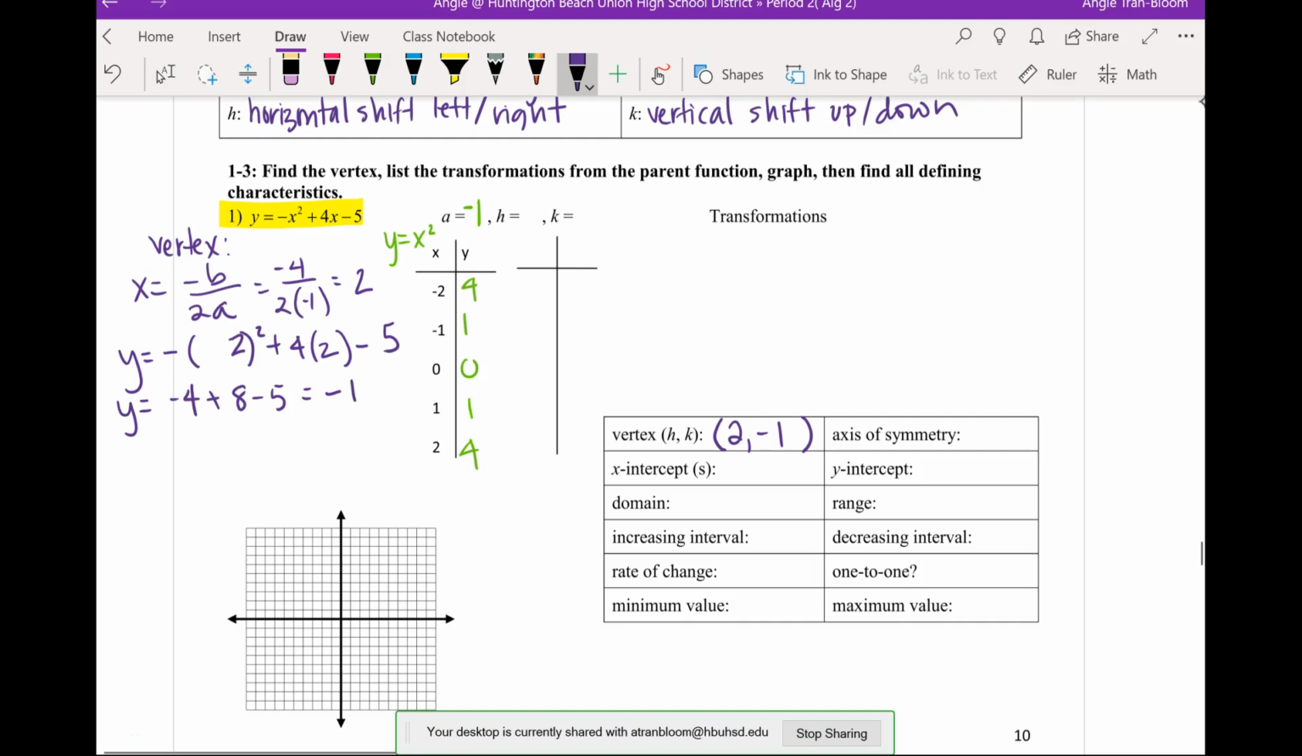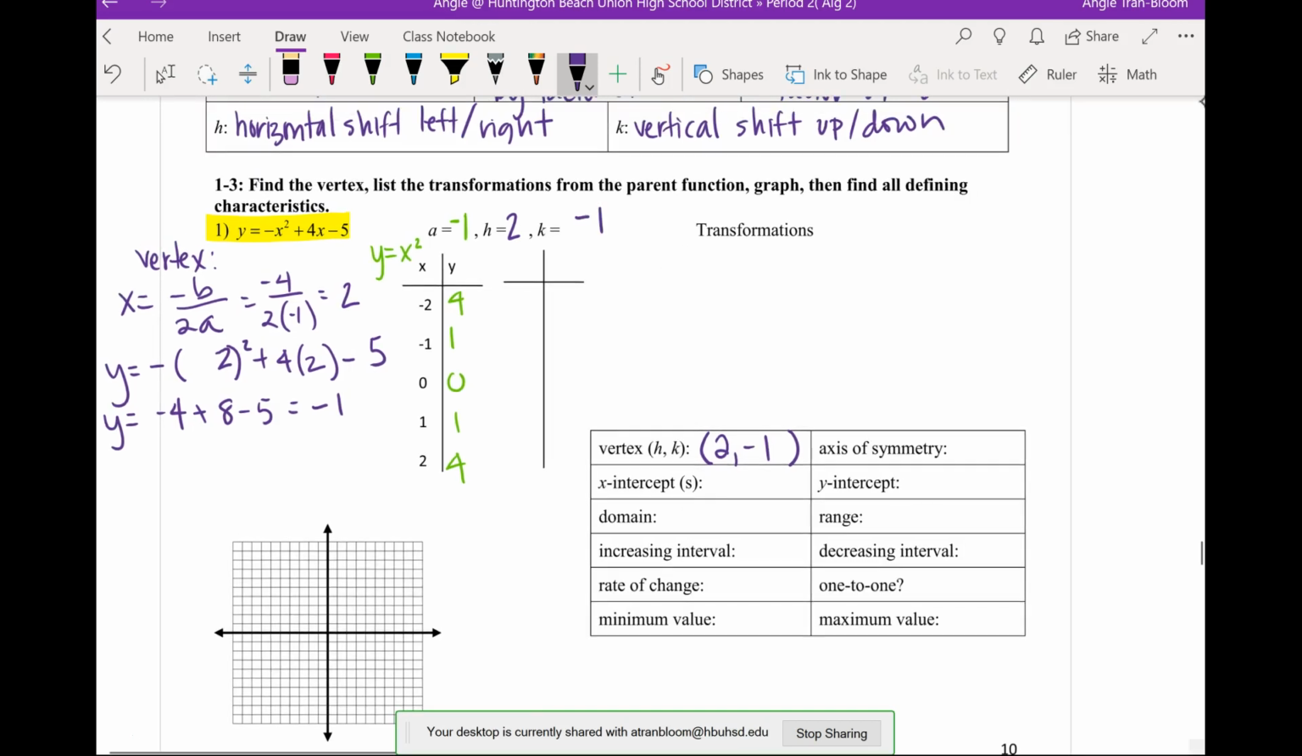I can also fill out the h and the k. What is the h value? 2, because the vertex is (2, -1). Okay, h is 2. What is k? K is negative 1. You're right. Look at that. I can fill it all out. Okay. Transformations from left to right.